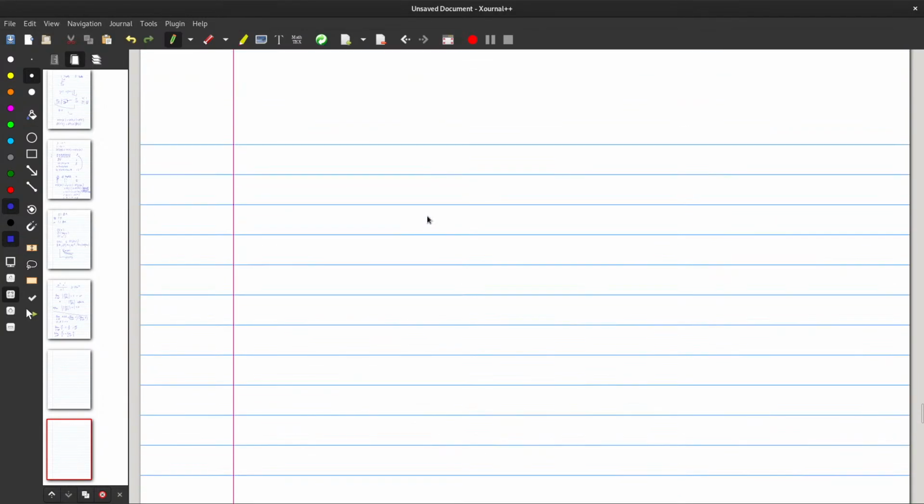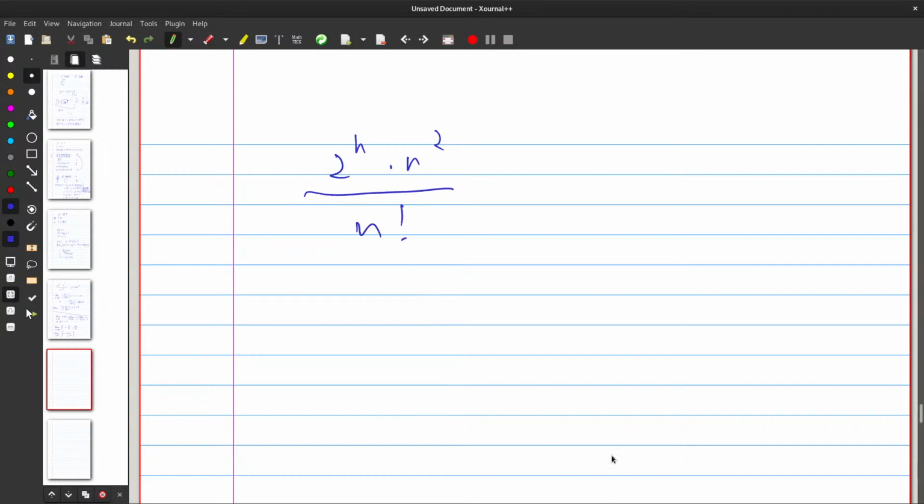Let's say I've developed Harlan's evil algorithm, and for the input n it takes, actually, let's say 2 to the n times n squared over n factorial. And I want to say, is this algorithm order 2 to the 2n? So does the time it takes to run that fit within that time complexity?